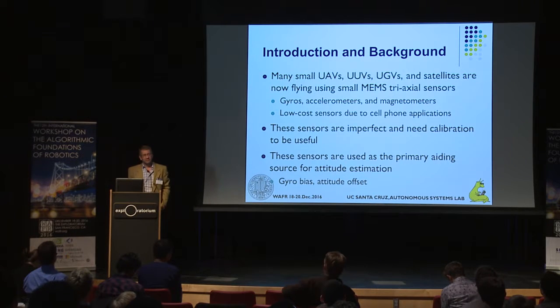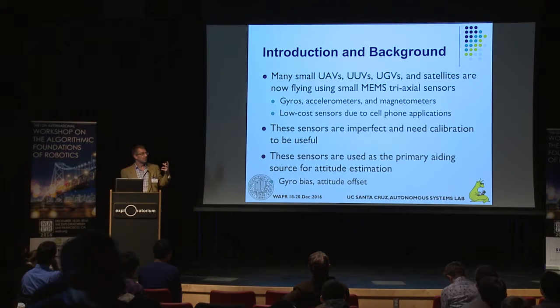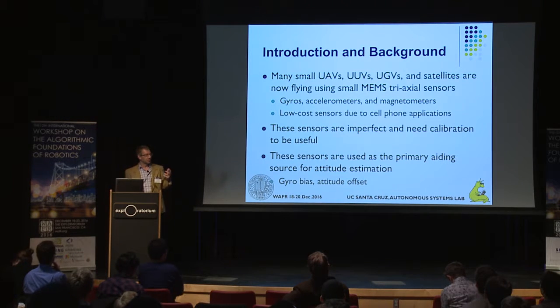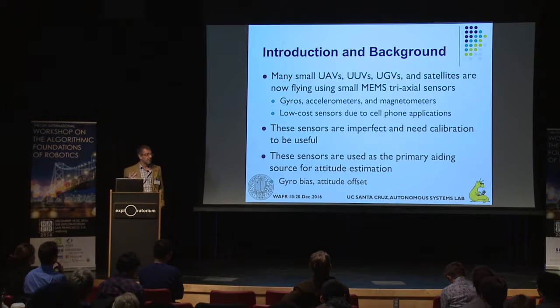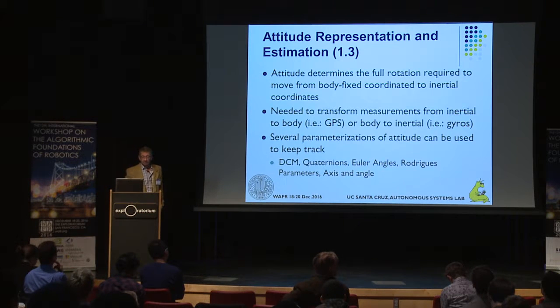Many UAVs, small satellites, sensing platforms, mobile platforms use 3-axis sensors on board, typically accelerometers, gyros, and magnetometers, to figure out their attitude or pose in the robotics world. The sensors themselves are imperfect, need calibration, and they're used as a primary aiding source. So you integrate the gyros, but the gyros have biases. That bias drifts in time, and you often have an attitude offset. So you need to put all those together.